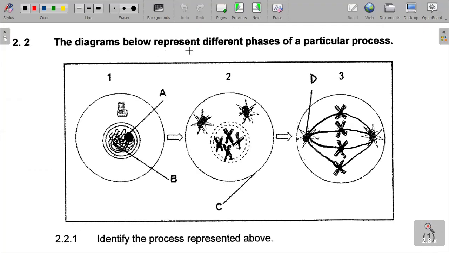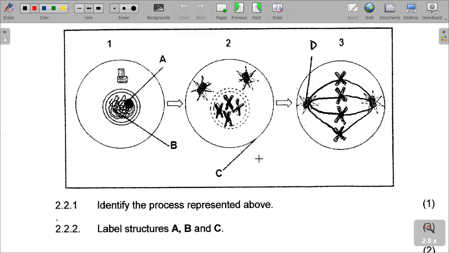The diagram below represents different phases of a particular process. Identify the process represented above. We are looking at this diagram, which is shown here. What process is shown there? It is mitosis.